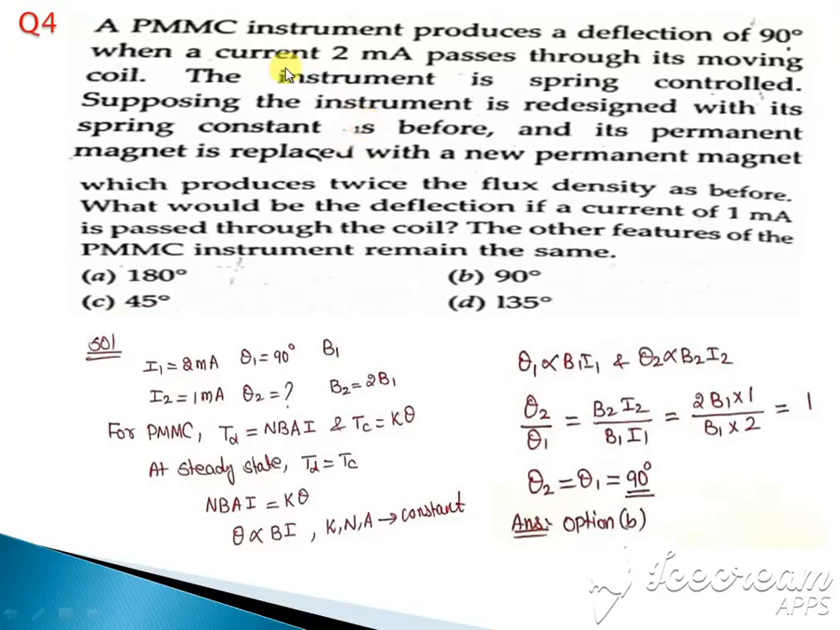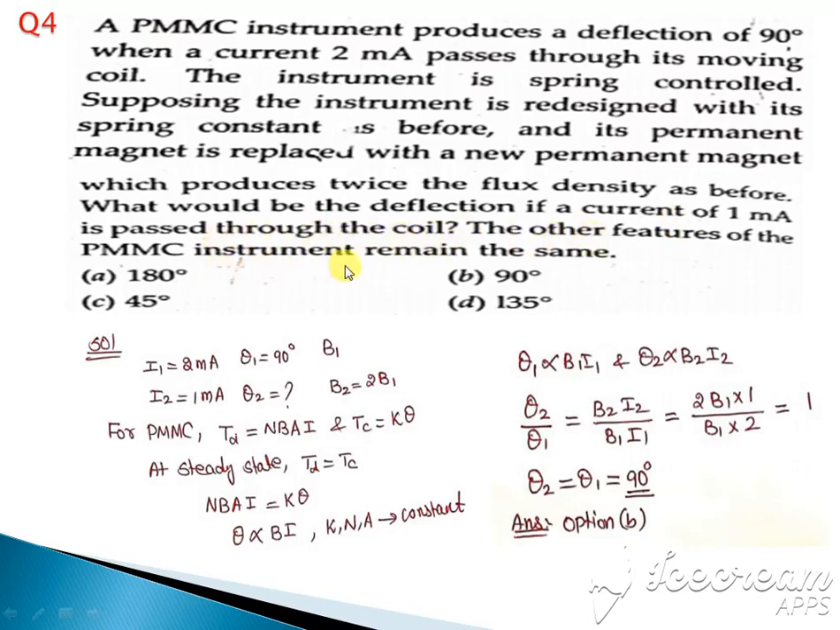And fourth question, a PMMC instrument produces a deflection of 90 degree when a current of 2 milliamp passes through the moving coil. The instrument is spring controlled. Suppose the instrument is redesigned with its spring constant as before, and permanent magnet is replaced with a new permanent magnet produces twice the flux density as before. What would be the deflection if the current of 1 milliampere is passes through the coil?